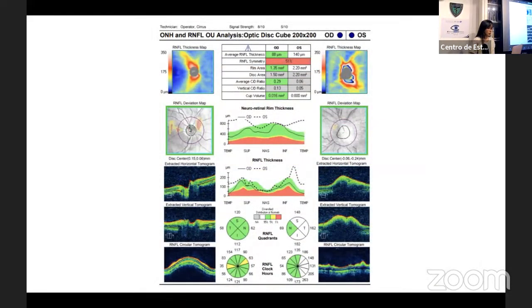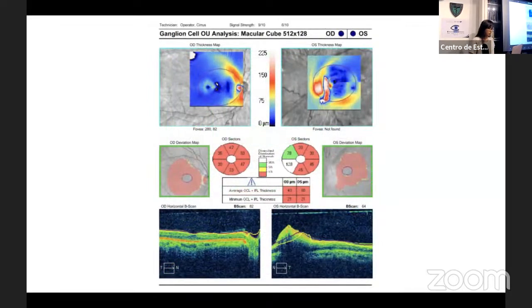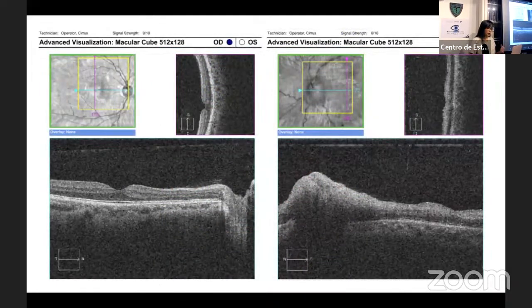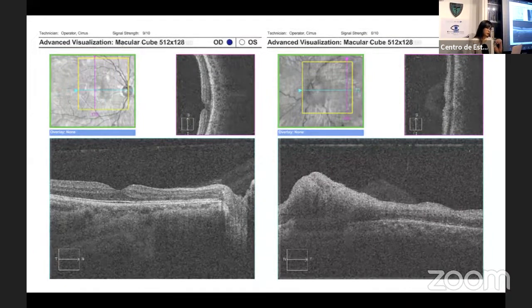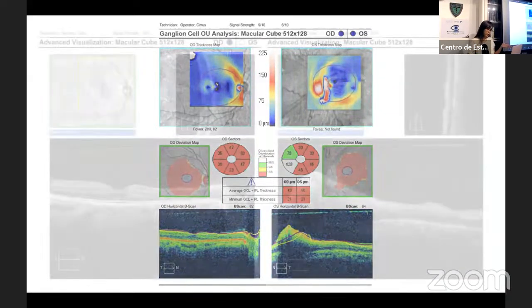The OCT still showed thickening of the nerve fiber layers of the left eye and diffuse loss of the ganglion cells. Here we can see there's still anteriorization of the optic nerve, and also in the macula, here, the macula and the optic nerve.